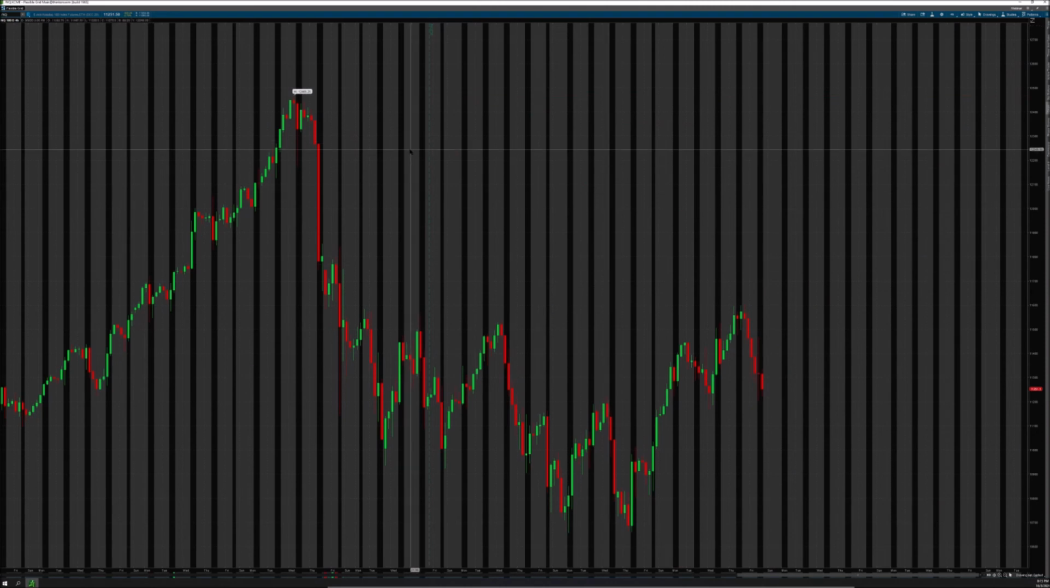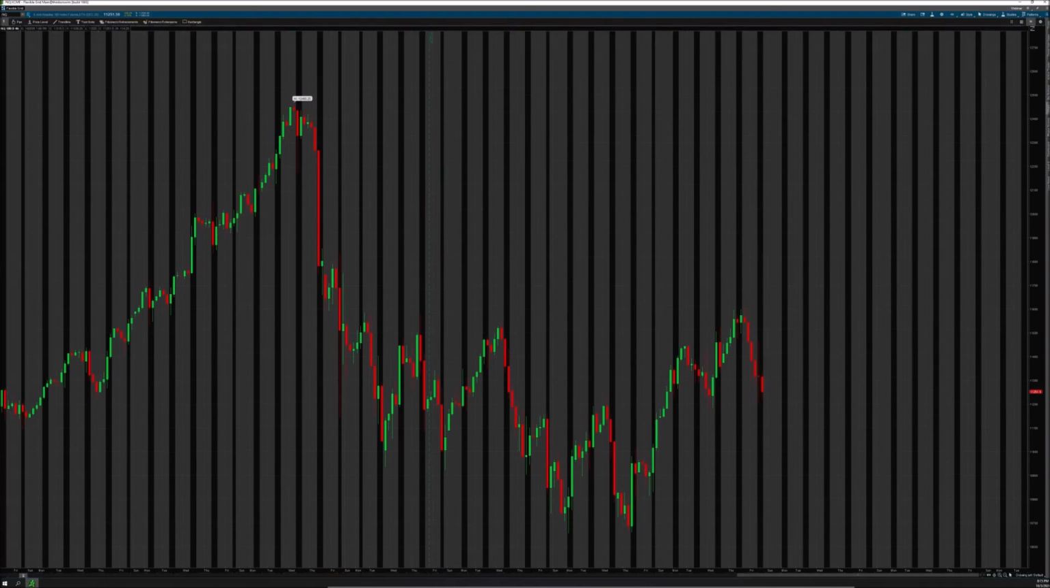This is a basic candlestick chart of the NASDAQ futures. This is a 180-day chart, 4-hour time frame.